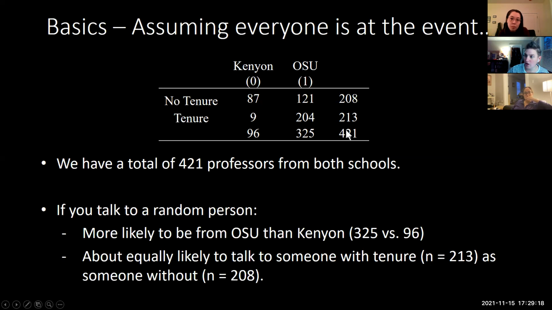Essentially, I have a total of 421 professors. And so if I grab a random person and talk to them, well, not grab, if I say, excuse me, sir, to a random person, it's more likely that that person will be from Ohio State than from Kenyon College. I tap someone on the back. I can't see their name tag. They turn around. They have a name tag. Now I know which university they're from. You're also, no matter who you tap on the back, equally likely to talk to someone who has tenure and someone who doesn't have tenure. About equally likely.